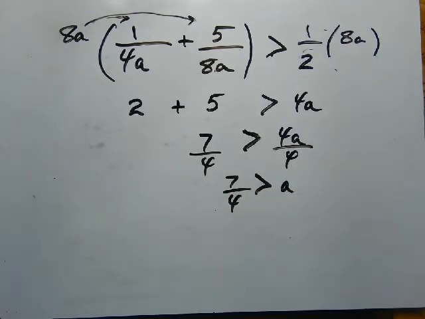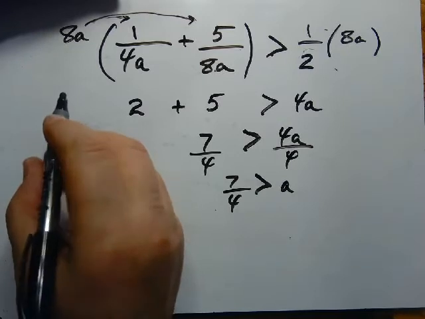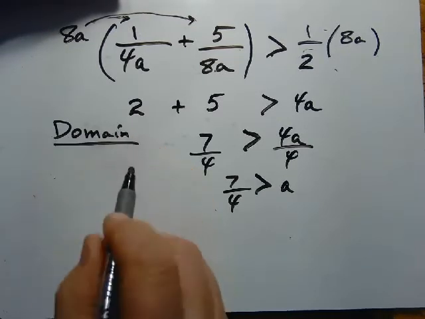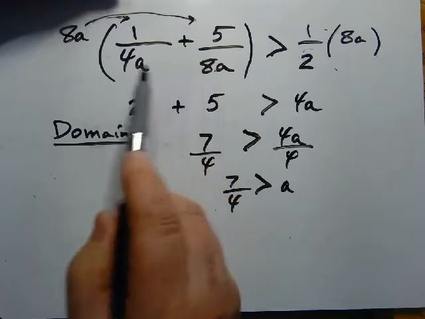Now, there's something that we should have been doing at the beginning of this problem. If you recall from the beginning of the year, or the beginning of this chapter, we talked about the domain restriction. Well, what can a not be?